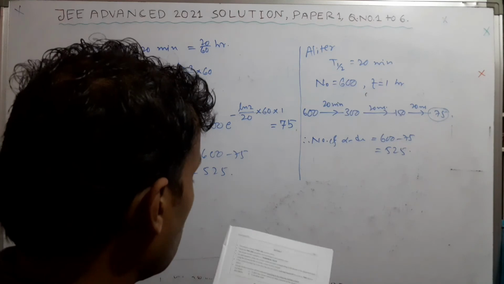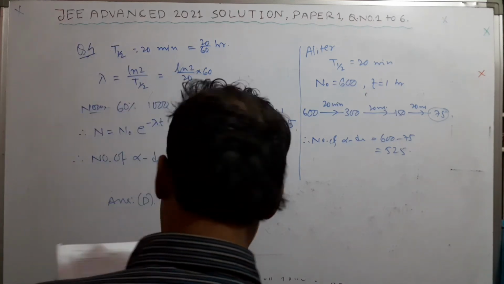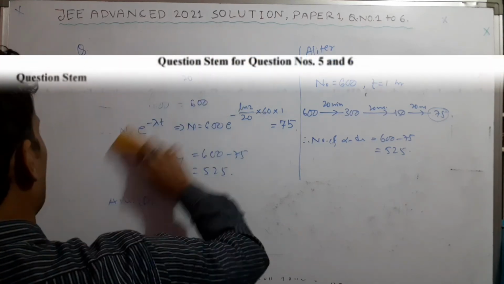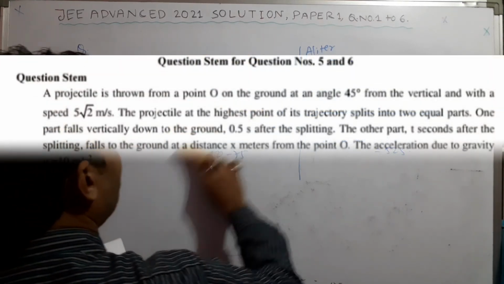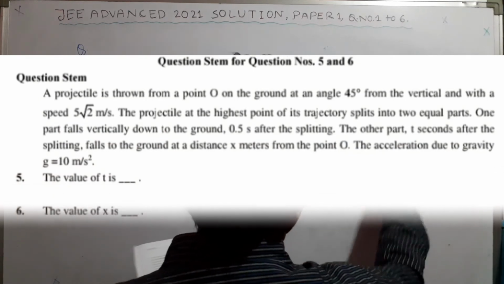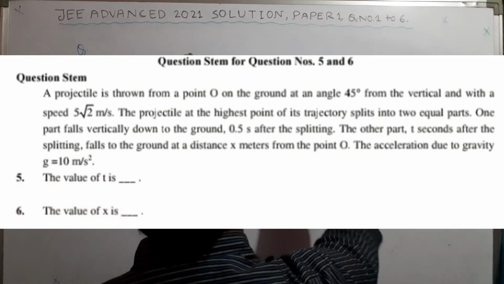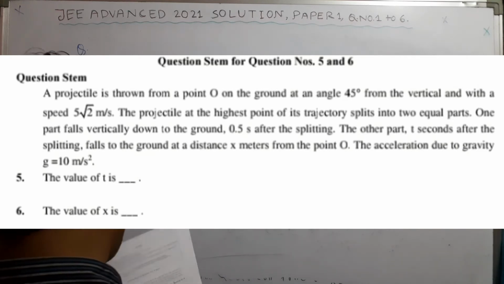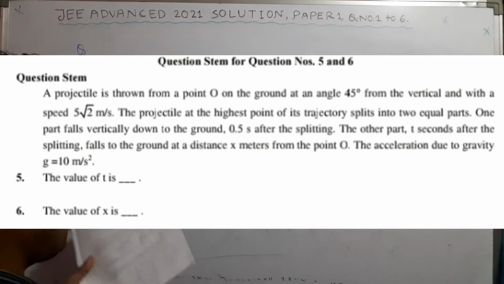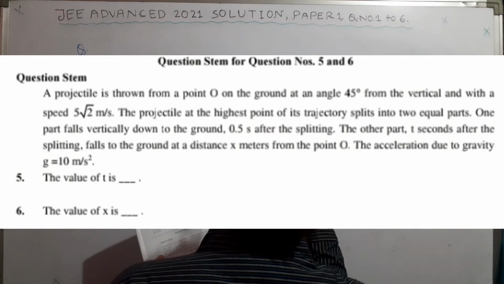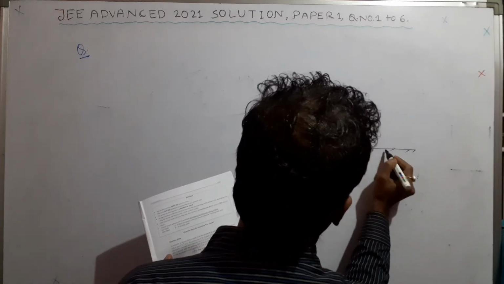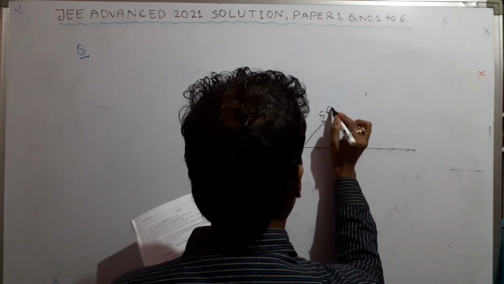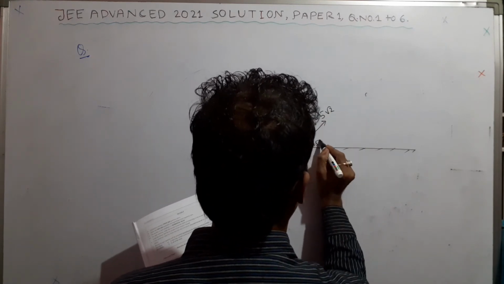Okay, now let's move to the question stem under which question number 5 and 6 comes, and here it is given that a projectile is thrown from some point on the ground at an angle 45 degree with a velocity 5 root 2 meter per second, and at the highest point the projectile fragmented into two part, दो part में fragment हो गया तो, and one part falls vertically downward and the other moves apart. So it has been thrown with a speed of 5 root 2 at an angle of 45 degree.